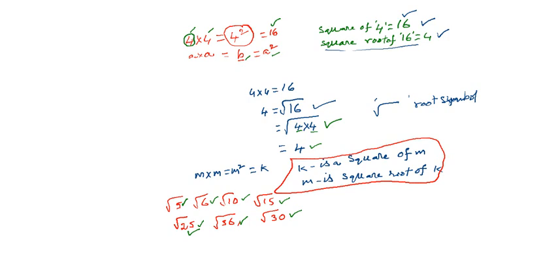You observe the 25. Here the square root of 25 is written. It's possible to write the product of 2 equal factors like this: 25 is written as 5 into 5, the product of 2 equal factors. Now you take one digit, that is 5. Here 5 is called the square root of 25.